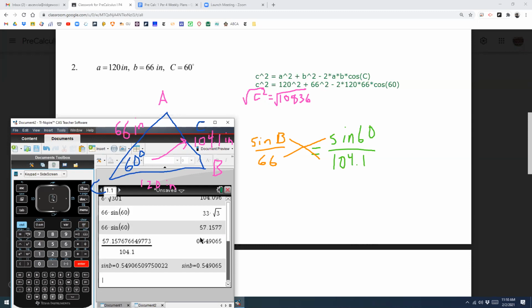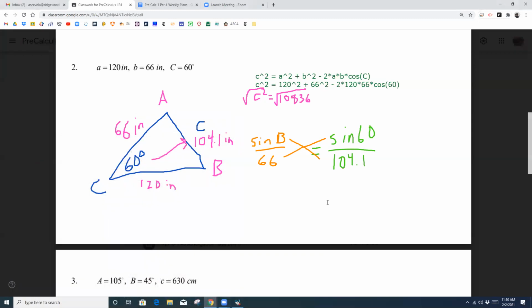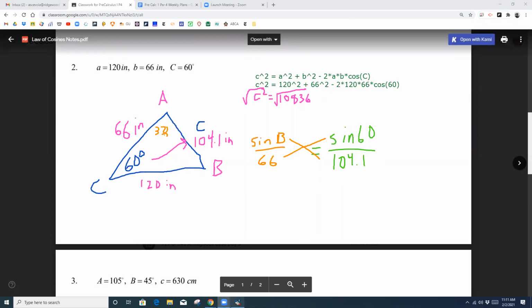So to solve this equation, I'm going to do the sine inverse of that ratio, just like we do when we do law of sines, and we get that that angle is 33.3. Oops, I paused the share. All right, so this angle is 33.3, which means that angle B actually wasn't obtuse anyway. It ended up being a large acute angle.